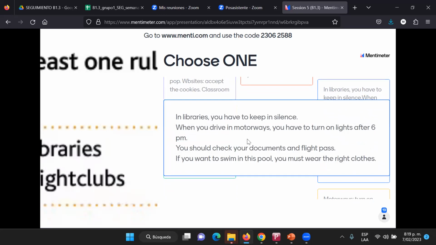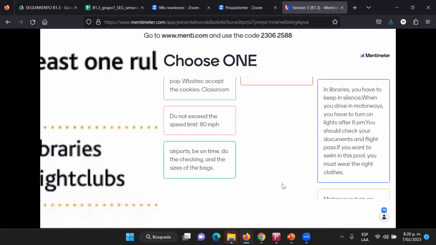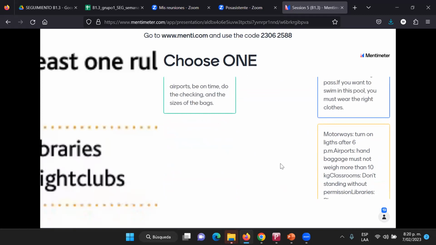In libraries, you have to keep silent. When you drive in motorways, you have to turn on the lights after 6 p.m. You should check your documents and flight pass. If you want to swim in this pool, you must wear the right clothes. Very good. Nice way to create the statements.